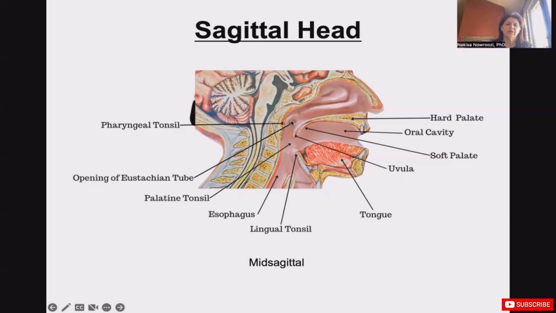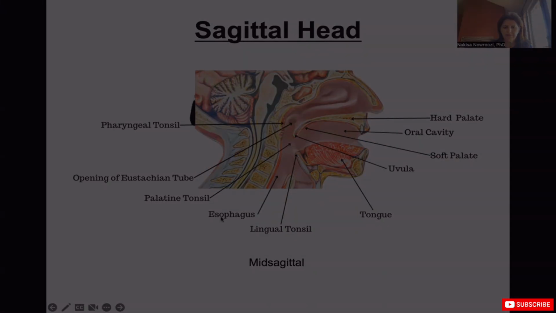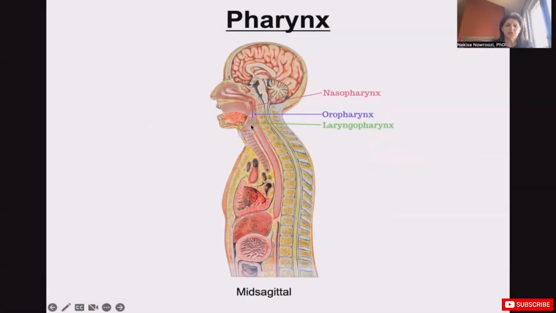This is the opening of the eustachian tube. It's not necessarily part of the digestive system, but I just wanted to show you. It's the opening of the eustachian tube in the ear. So it goes to the throat from here. This is the tongue, oral cavity. Pharynx, this passageway is shared between both the respiratory and digestive systems. It has sections to it.